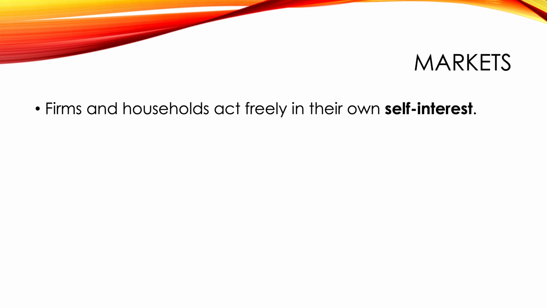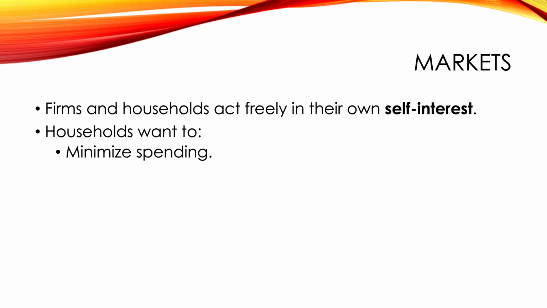So in a market, let's think about what their goals are. Households spend money on products. They don't want to spend money on products, but they have to. Households want to minimize how much money they're spending. They don't want to spend a lot of money. They want to spend as little as possible. On the flip side, households not only buy products, but they sell resources like labor. Think about it, right? So when you work for a company, you're selling your labor. And you want to get paid as much as possible. So you're trying to minimize your spending as a consumer, but maximize your income as a resource owner.